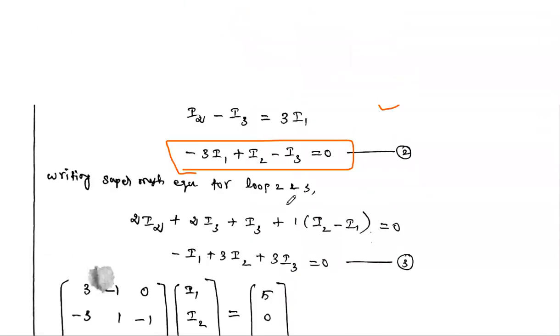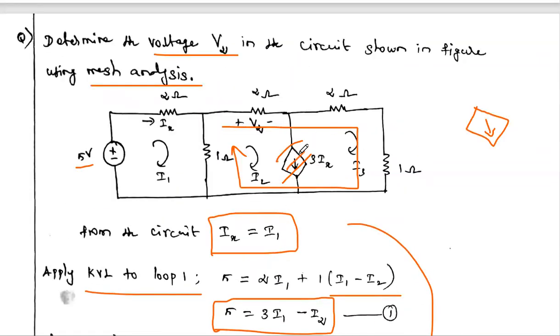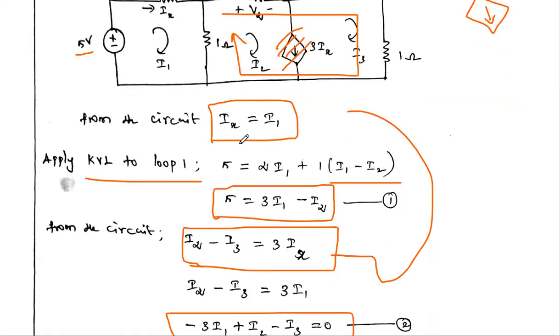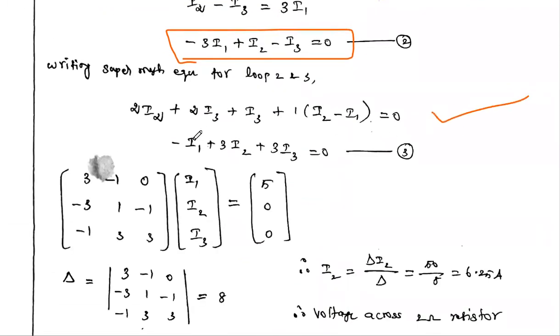So in order to write the super mesh equation, you just discard this current source, and we have to write it combinedly for loop 2 and loop 3. So if you write the KVL equation: 2 into I2, then 2 into I3, 1 into I3, then 1 into I2 minus I1 equal to 0. So this is the super mesh equation. Then you collect the terms, so we can get another equation.